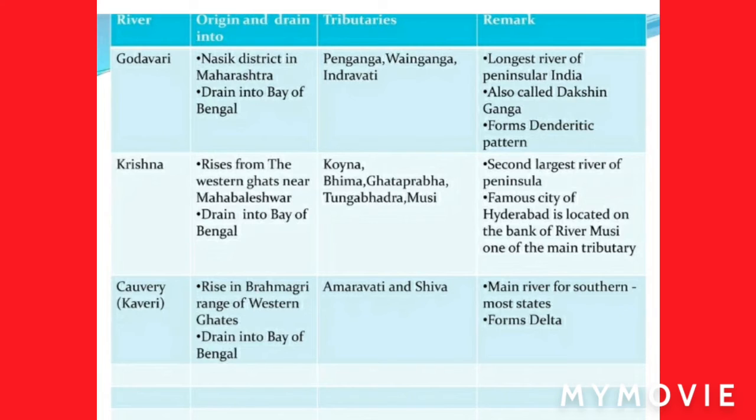The last peninsular river is the Kaveri river. The river rises in the Brahmagiri range of the Western Ghats and it reaches the Bay of Bengal south of Cuddalore in Tamil Nadu. The total length of the river is about 760 kilometers. Its main tributaries are Amaravati, Bhavani, Hemavati and Kabini. Its basin drains parts of Karnataka, Kerala and Tamil Nadu.